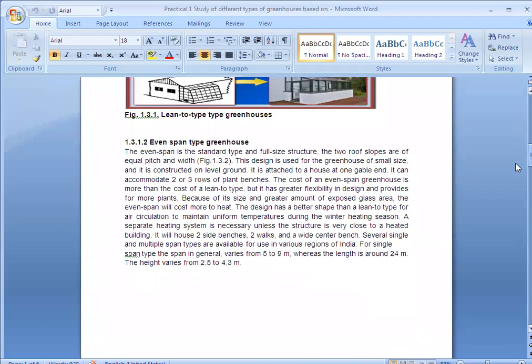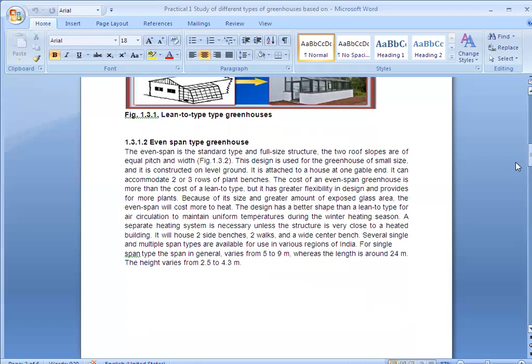And second one, even span type greenhouse. The even span is the extended type and full size structure. The two roof slopes are of equal pitch and width. This design is used for greenhouses of small size, and it is constructed on level ground. It is attached to a house at one level, and it can accommodate two or three rows of plant benches.